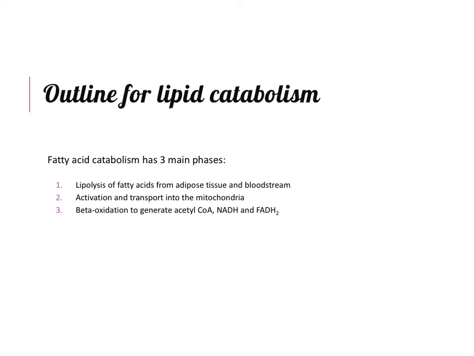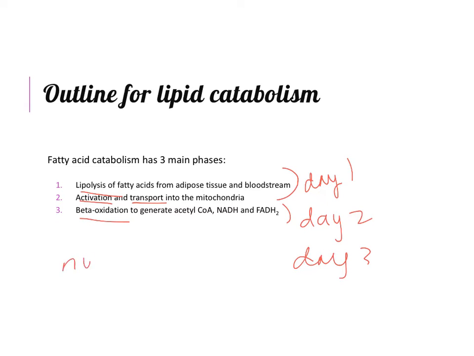Okay, so here's the outline. We're going to have 3 days of this. These first 2 are going to be day 1, which is today, and this is going to be day 2. So we're going to do lipolysis, activation, and transport. And then day 2, we'll do beta oxidation. And then day 3, which I didn't include here because it's not exactly part of a flow, we're going to do nuances and diseases.